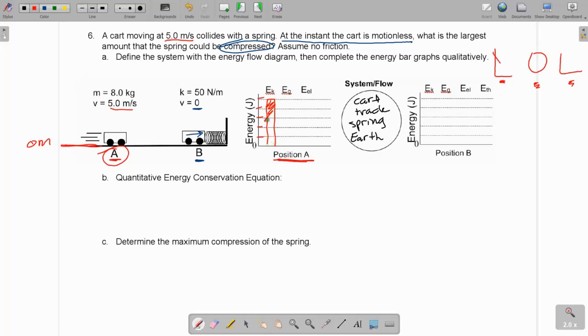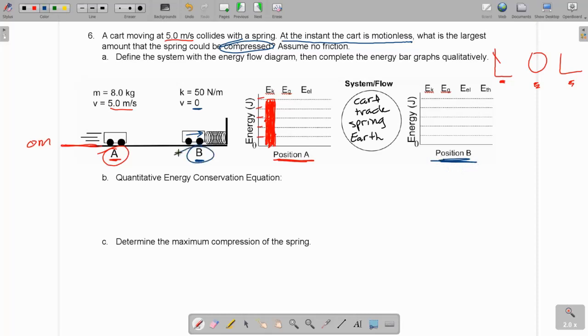The only reason that's important is that if we have 5 bars of energy on the left side, then we must have 5 bars of energy on the right side. Because remember, all energy is transferred from thing to thing. We can't create or destroy it. If you wanted to start with 4 bars of kinetic energy, that's totally fine. Just make sure that for position B over here, you only have 4 bars of energy, okay?